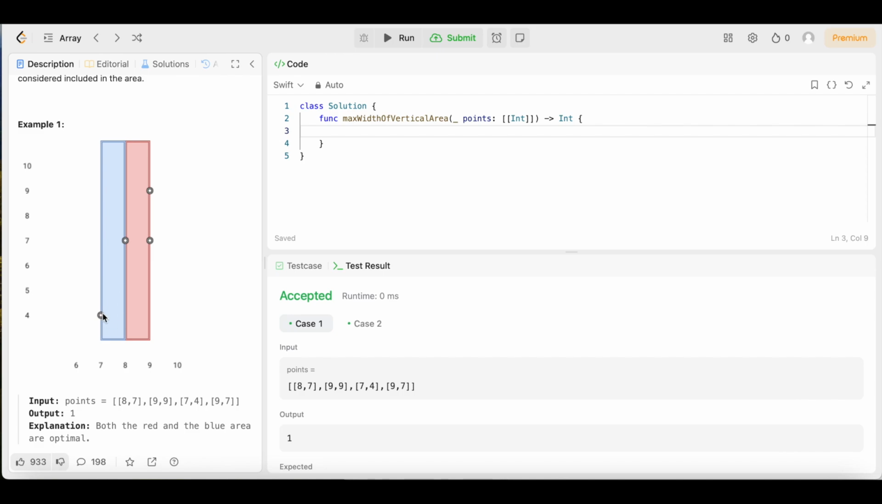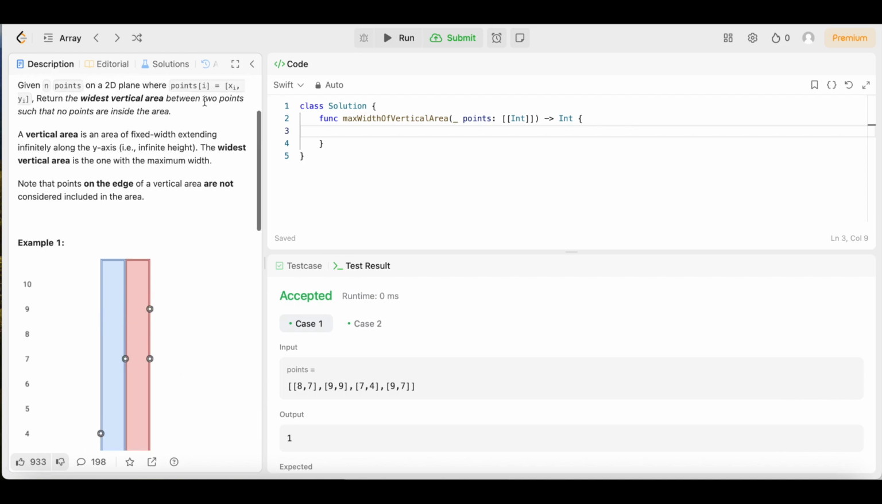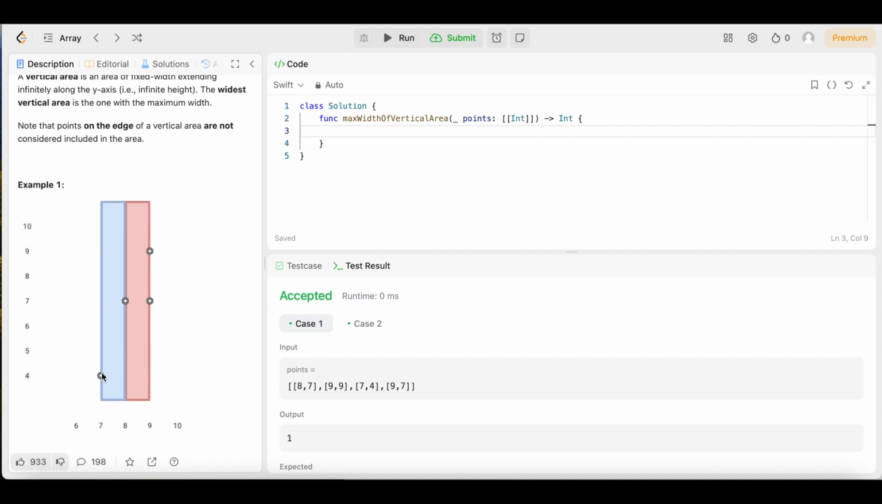So the greatest would be 1 because this is 1 and this is 1. Now that we understand what the question is, we're really just measuring the distance between 2 points, and as long as there are no points inside of the area, you know what I'm saying? So that's why we can't go from here, from this point.